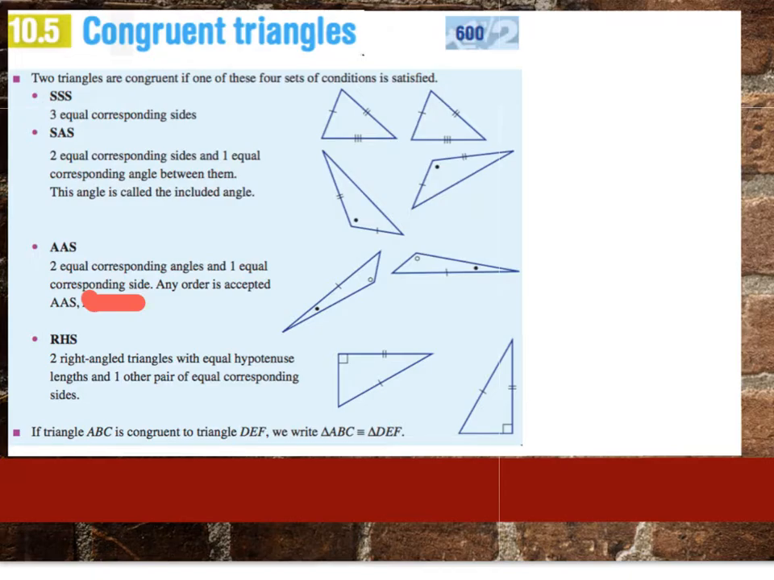Before we go on to the examples, the last thing I want to put your attention to is the following. If we have proven that two triangles are congruent, we need to make a congruency statement. So we write triangle ABC is congruent to triangle DEF. Remember, the congruency sign is an equal sign with an extra leg, and we also need to remember that these need to be in order. So A must correspond to D, B corresponds to E, and C corresponds to F.